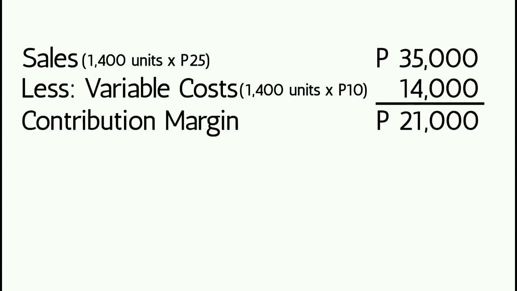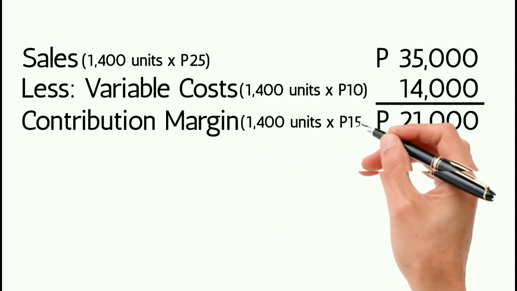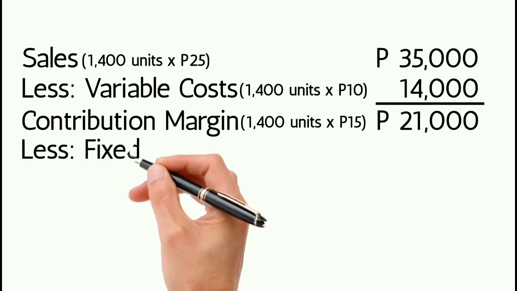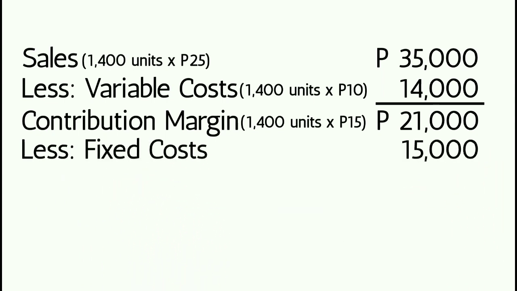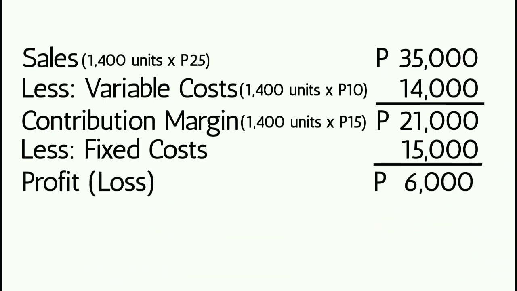You can also compute for the contribution margin by getting the product of 1,400 units and 15 pesos. Yung 15 pesos dito ay yung contribution margin per unit. Then, i-deduct natin yung fixed cost na 15,000 pesos. 21,000 pesos minus 15,000 pesos, that is equal to 6,000 pesos na profit. Therefore, tama yung required sales in units na 1,400 units.